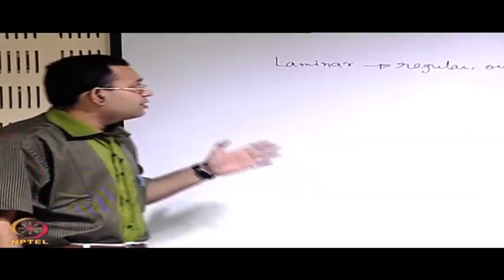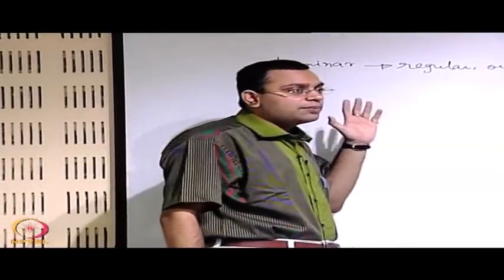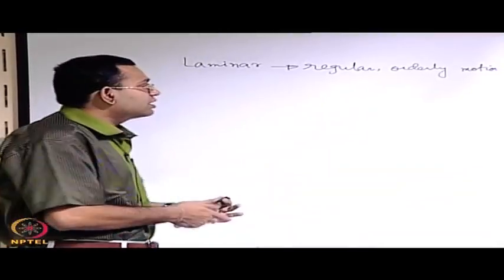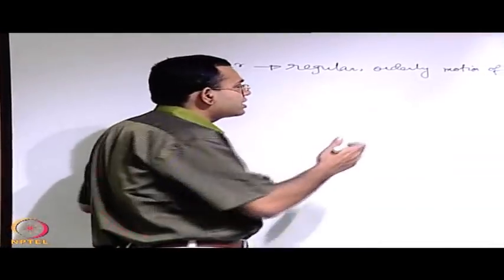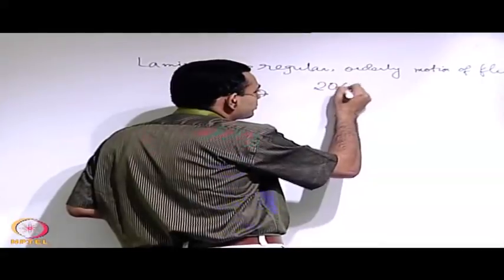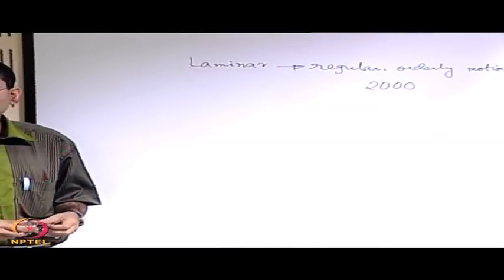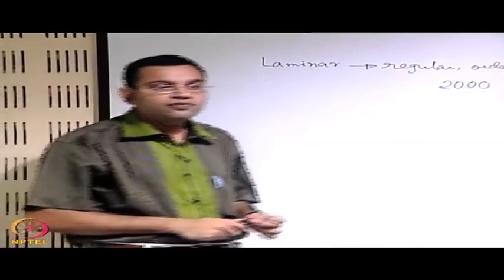So what is the magic fact about the critical Reynolds number that we talked about? The critical Reynolds number in a pipe flow experiment, say we say 2000, does it mean that beyond 2000 Reynolds number, if you do the experiment, it will be a turbulent flow?